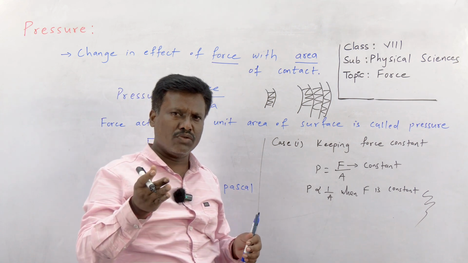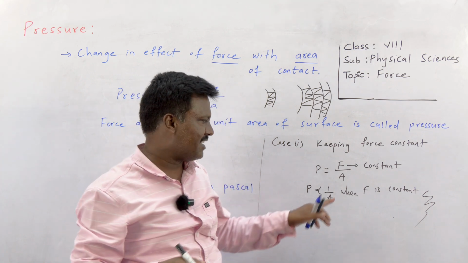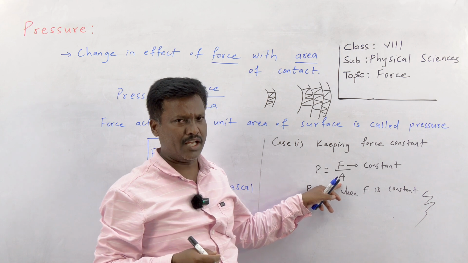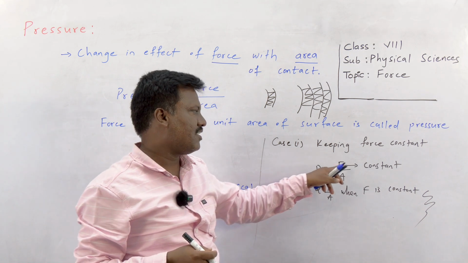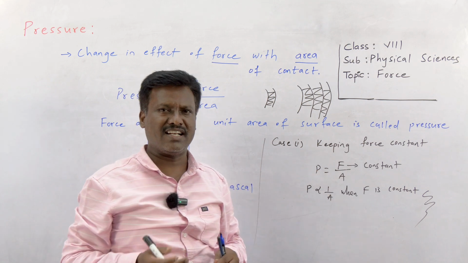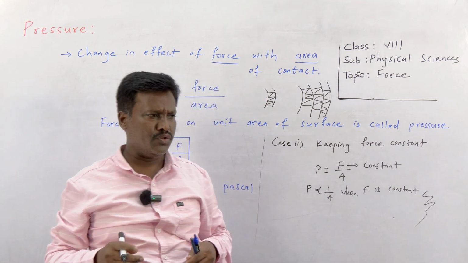If you try to cut the vegetable with the sharp side, it has less area. Surface area is very less. Due to the decrease in the area, pressure increases for the same amount of force applied. Then what happens? The vegetables cut easily. Even scissors also. Axe. So farmers generally use an axe.